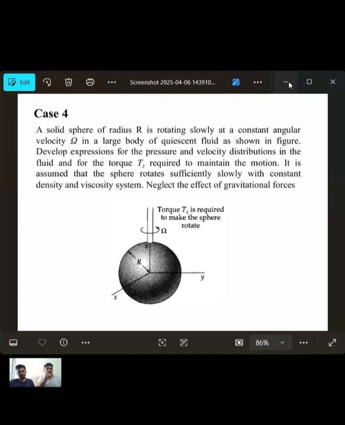We will see visualization of this problem. Number one, fluid near the equator moves fastest, creating a toroidal vortex if omega is high enough. Number two, pressure drop at theta equal to pi by 2 can cause cavitation in extreme cases.